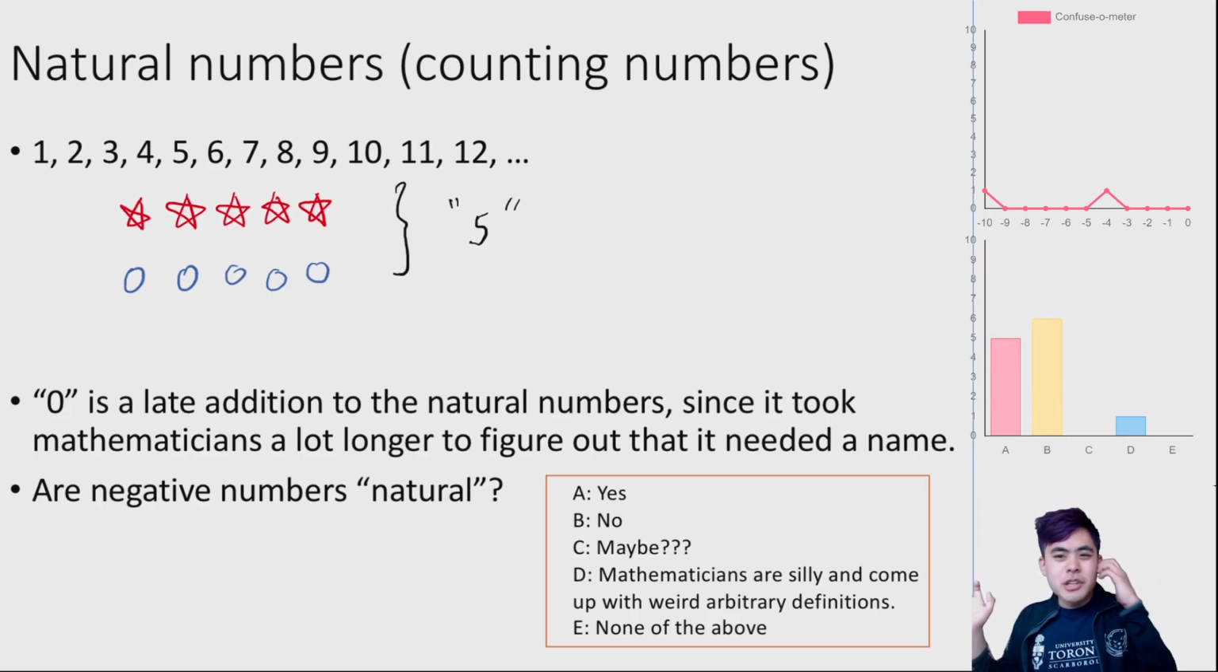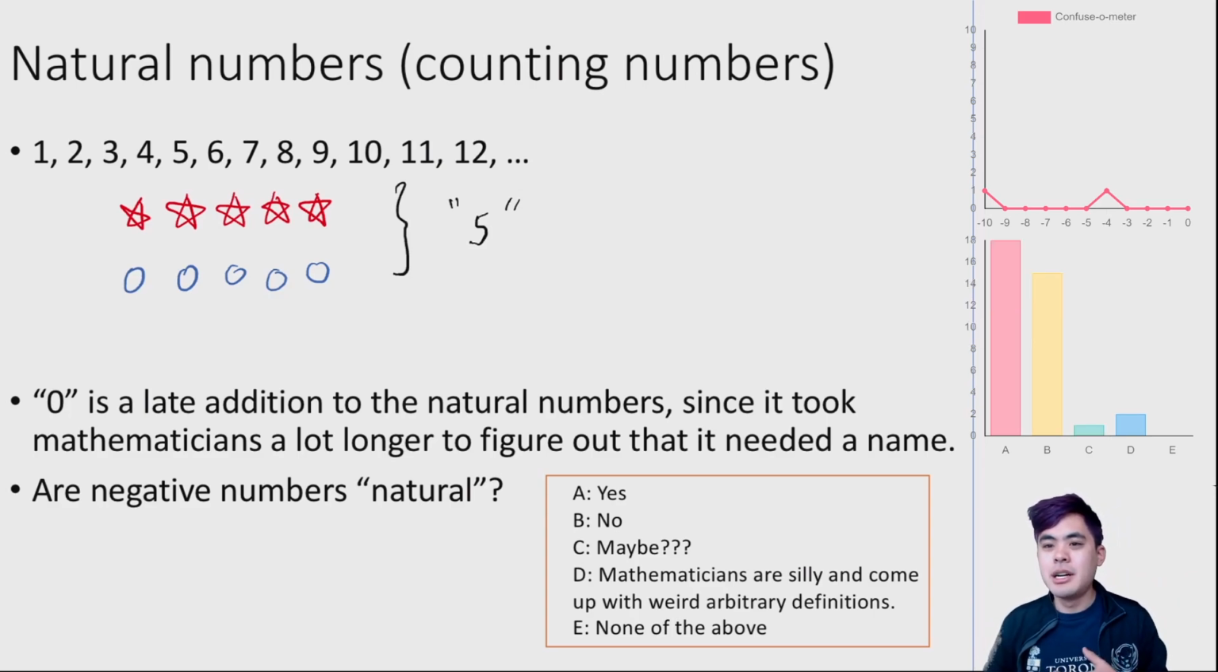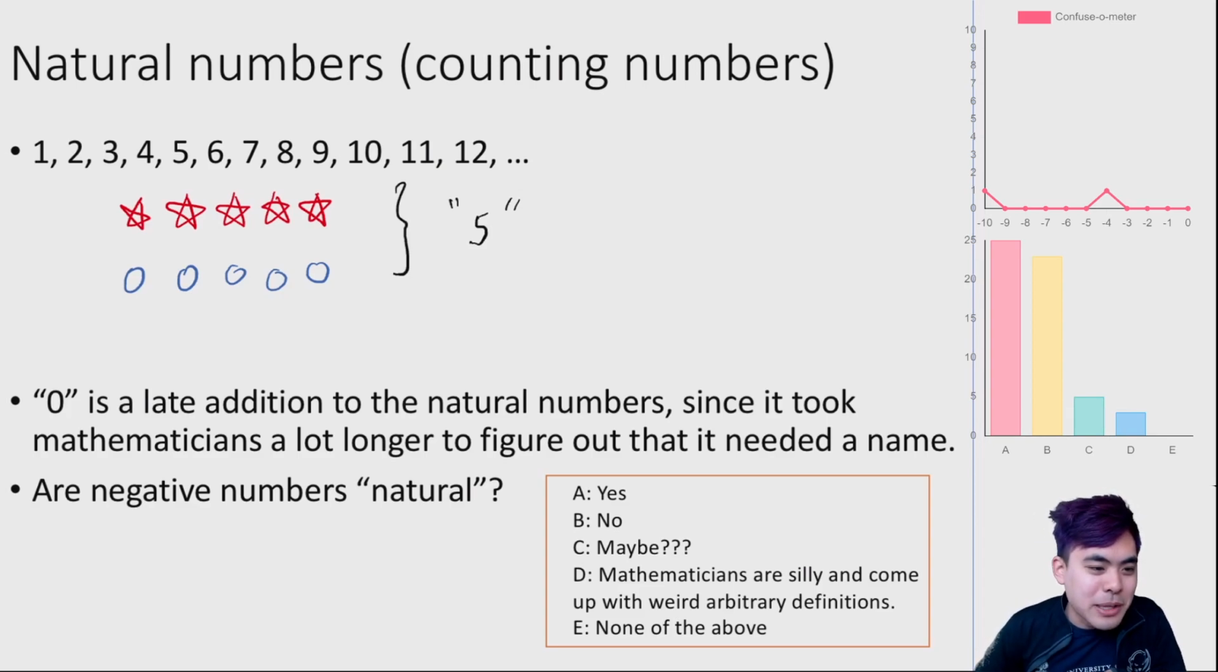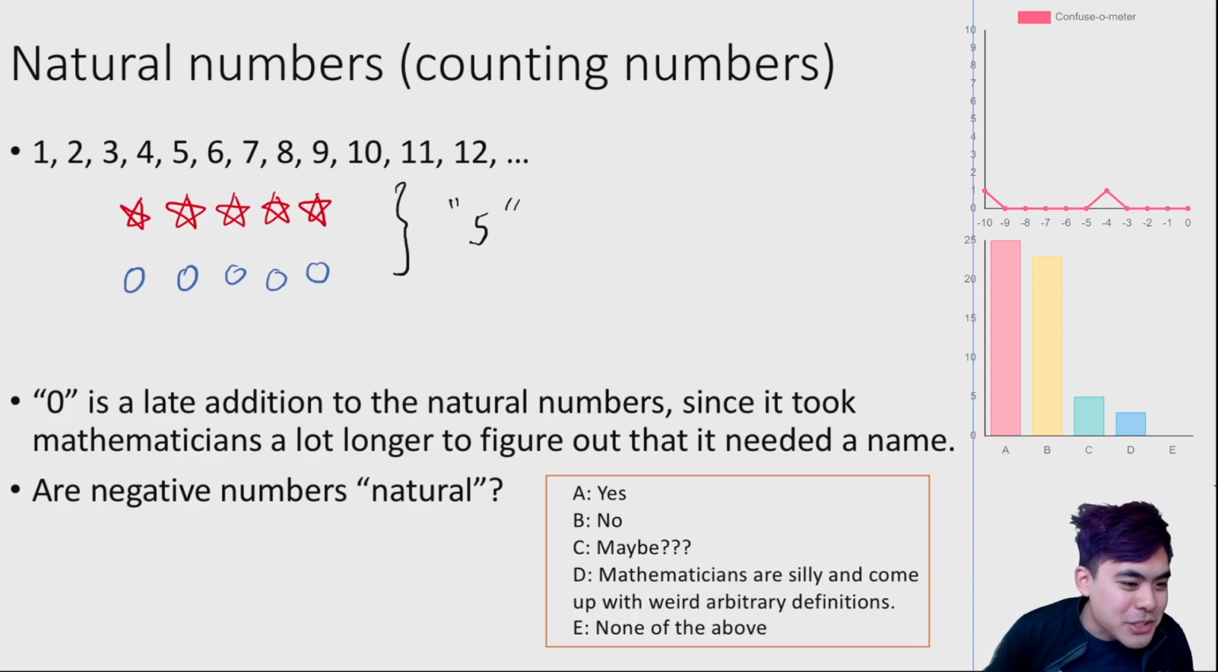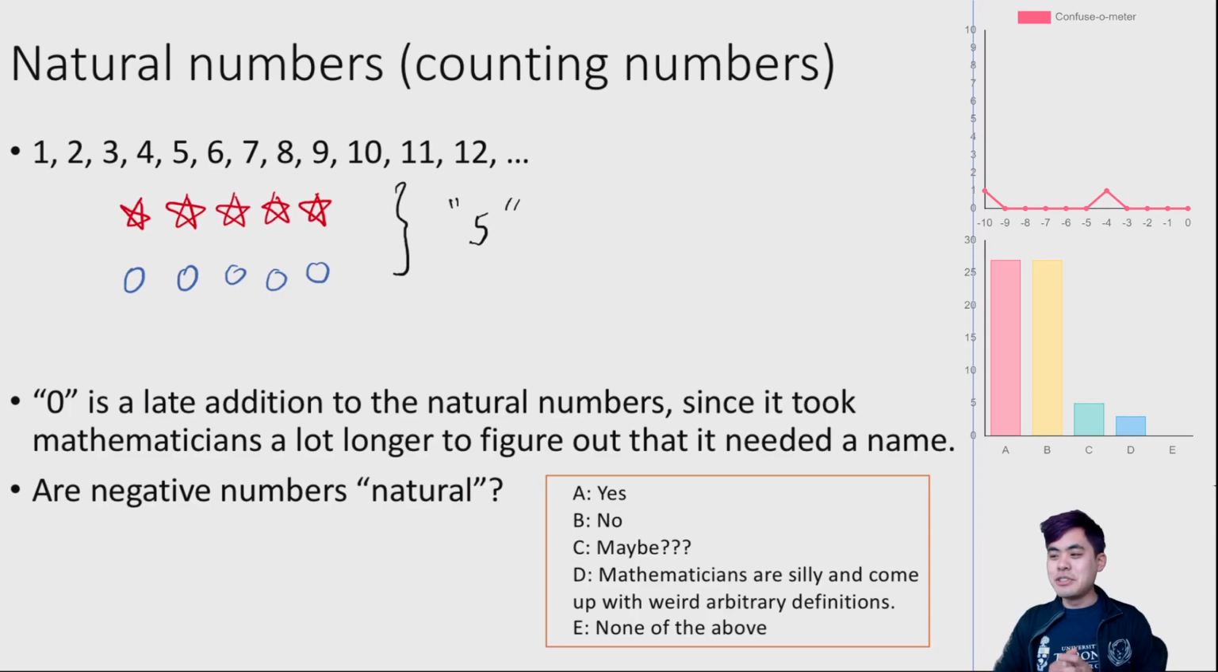So this also gets back to, note that I put natural in quotes, because, well, what does it mean for something to be natural? Okay, so a lot of people are split between A and B. A couple of people also are saying that mathematicians are silly and come up with weird arbitrary definitions. For the record, B is absolutely correct.